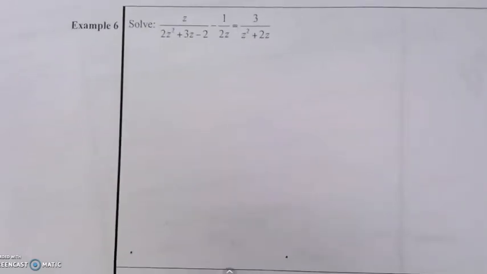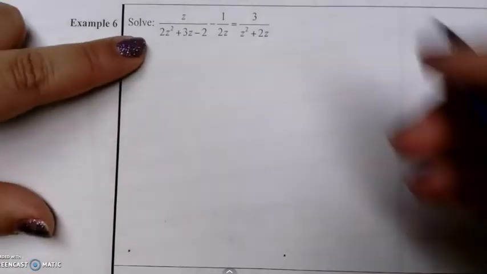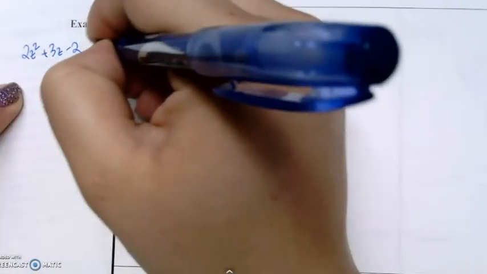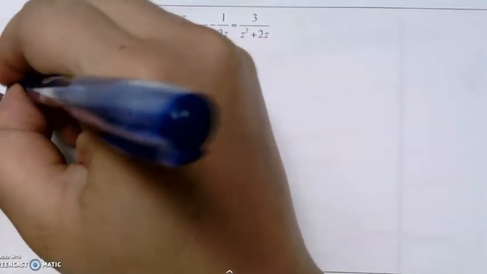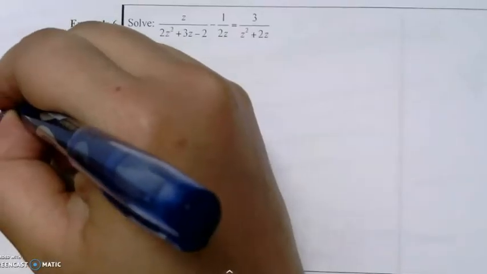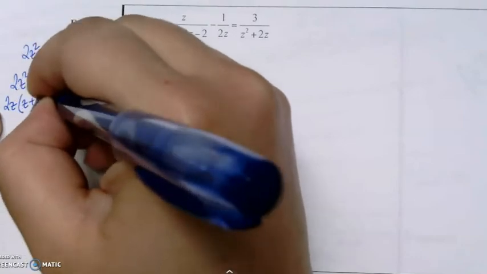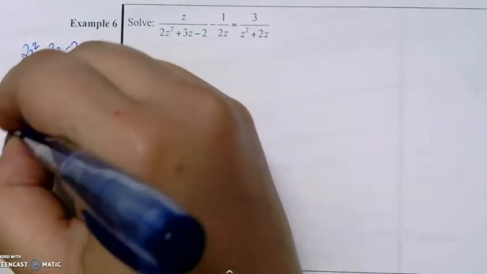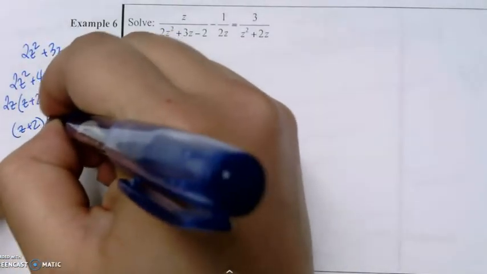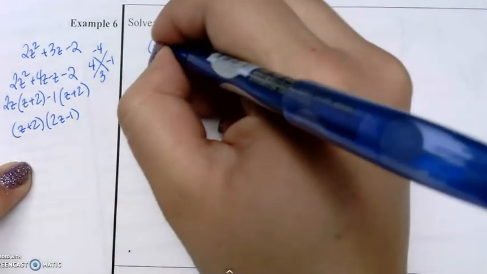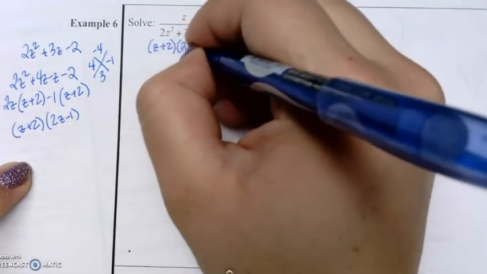Example 6, we're doing exactly the same thing. We need to first factor. So we have 2z squared plus 3z minus 2. What multiplies to negative 4 and adds to 3 is 4 and negative 1. 2z squared plus 4z minus z minus 2. GCF is 2z times z plus 2, negative 1 times z plus 2. We're not done. We still need to factor out that GCF, z plus 2 times 2z minus 1. So this factors into z plus 2 times 2z minus 1.